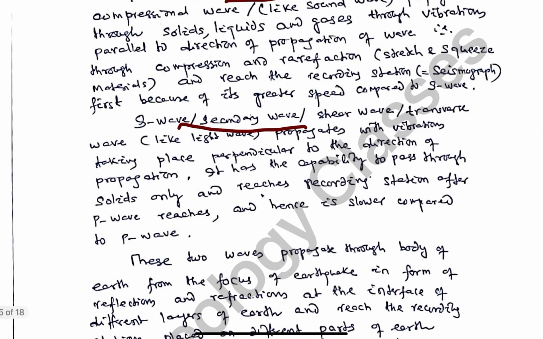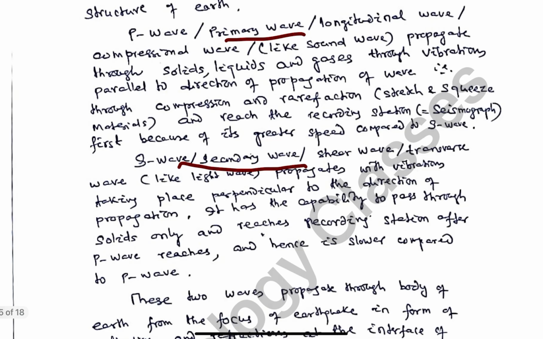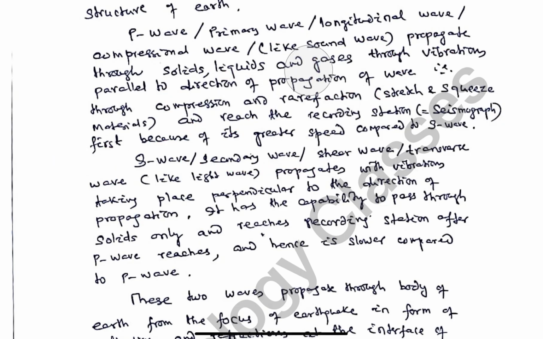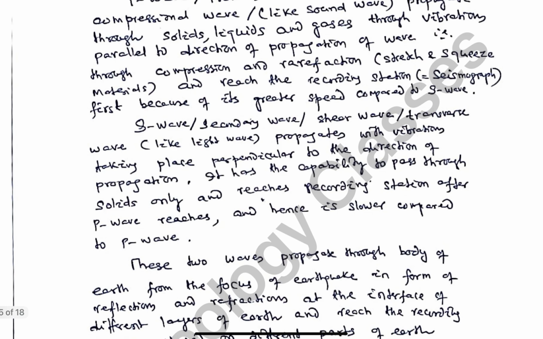And the P wave velocity is greater than the S wave, greater than the L wave, greater than the R wave. So this is the velocity of the waves, and so the P wave reaches the recording station first, followed by the S wave.